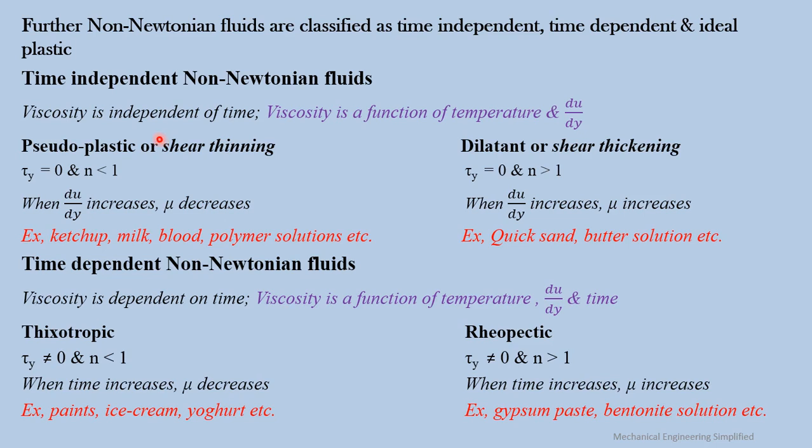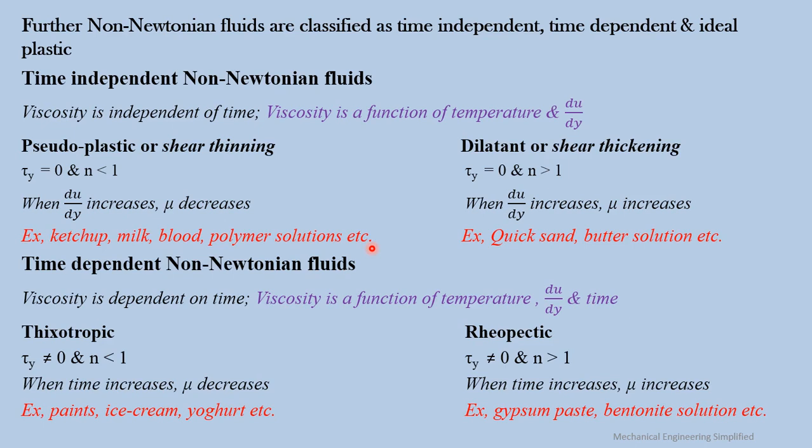And it is further classified into two categories. One is known as pseudoplastic or shear thinning, and one is known as dilatant or shear thickening. What is this pseudoplastic or shear thinning? In this, the yield shear stress is 0 and the flow behavior index is less than 1. When du by dy increases, mu decreases. Examples are ketchup, milk, blood, polymer solutions, etc.